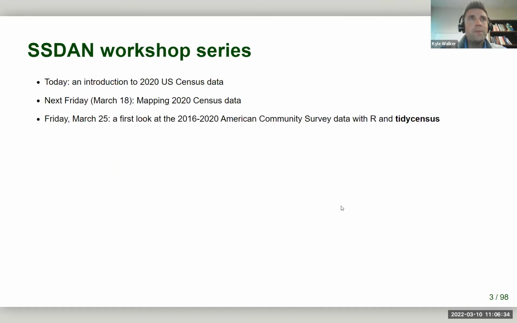So a little bit about the workshop series, just very briefly. Today is all about 2020 US Census data, specifically looking at the data tables. Next Friday, we'll continue the conversation on the 18th about 2020 census data, but it will be about spatial data and how you make maps in R and make maps of the 2020 census data. And then the final workshop on March 25th. In fact, no, next Thursday, actually. So a week from today, we're getting the new 5-year American Community Survey estimates. We'll have a first look at how to use those in R the following Friday.